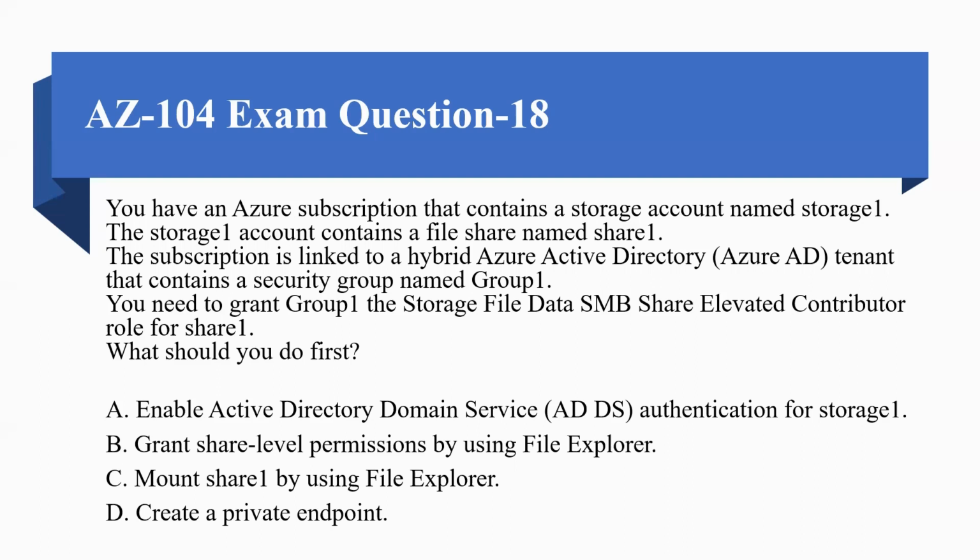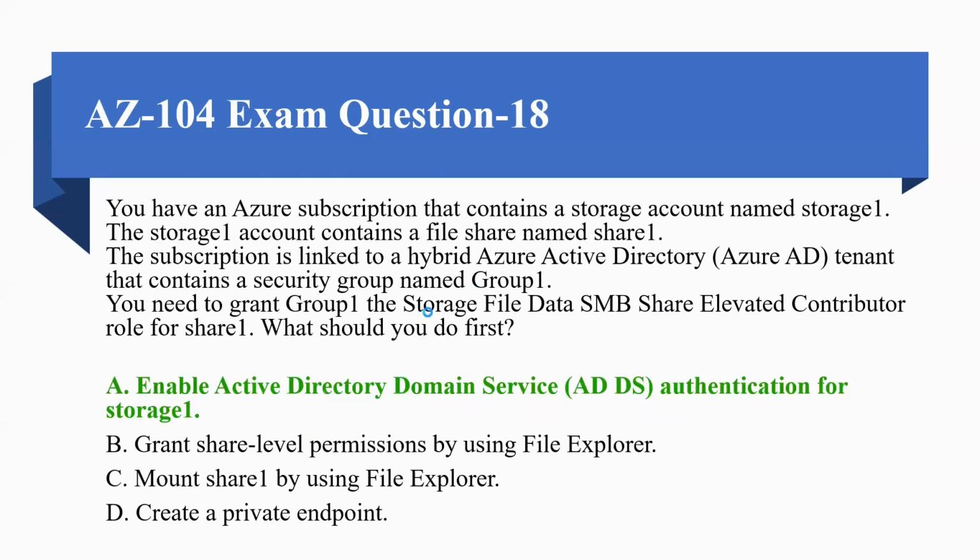Option A, enable Active Directory Domain Service authentication for Storage1. Option B, grant share level permission by using File Explorer. Option C, mount Share1 by using File Explorer. Option D, create a private endpoint. And the correct option would be option A. Enable Active Directory Domain Service authentication for Storage1.